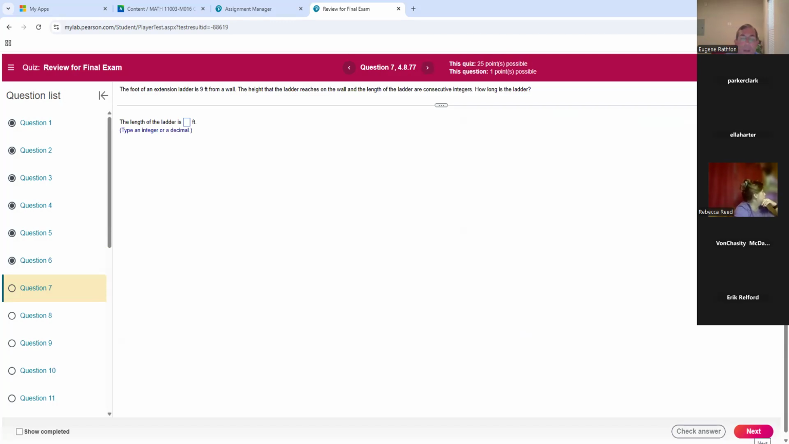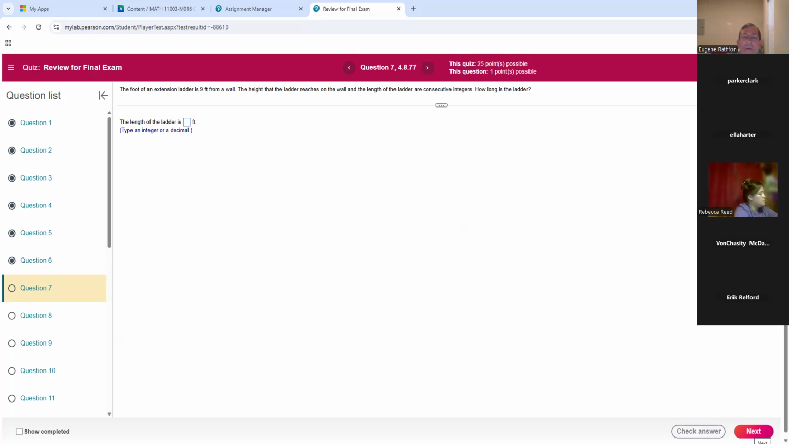All right, number 7. All right, so I'm going to sort of draw my picture here while I'm looking at this. So I got an extension ladder, and the foot of this extension ladder is 9 feet from the wall. Then it tells me that the height the ladder reaches on the wall and the length of my ladder are consecutive integers. So they want to know how long is the ladder.